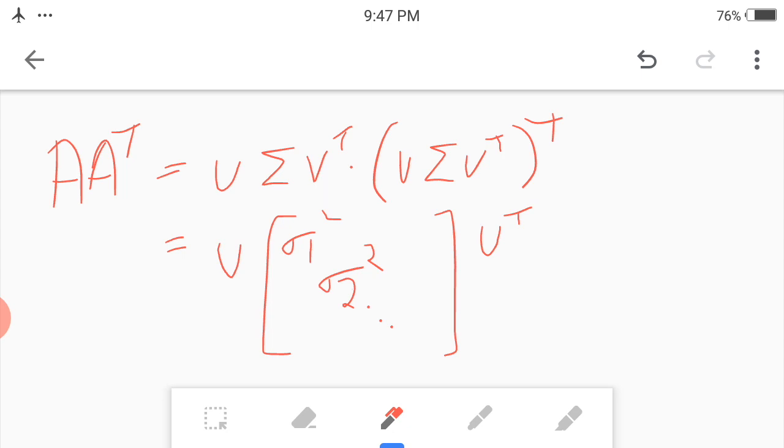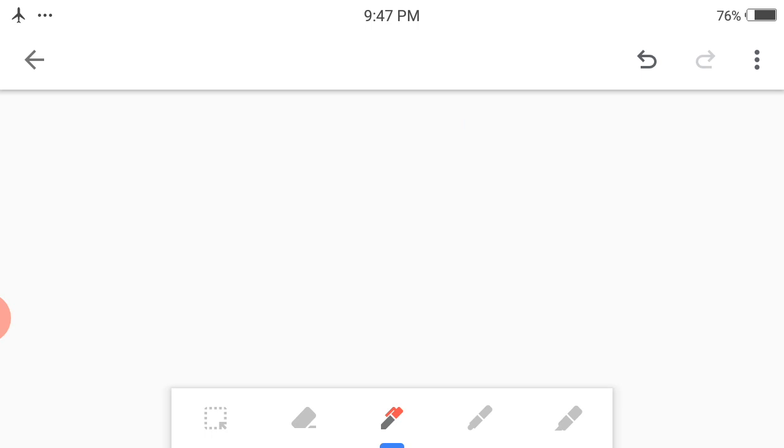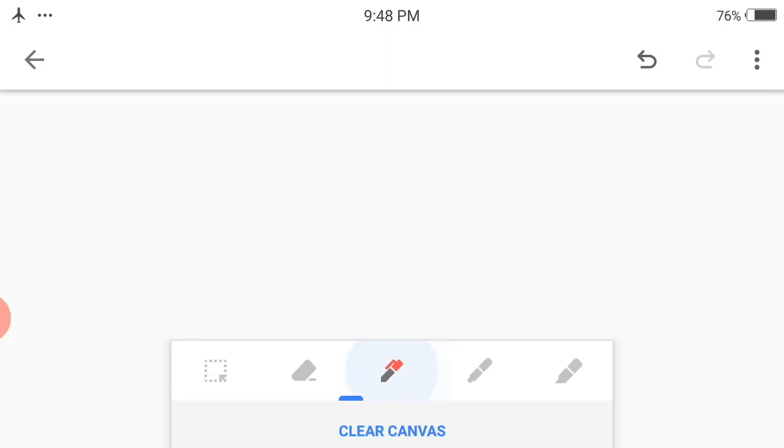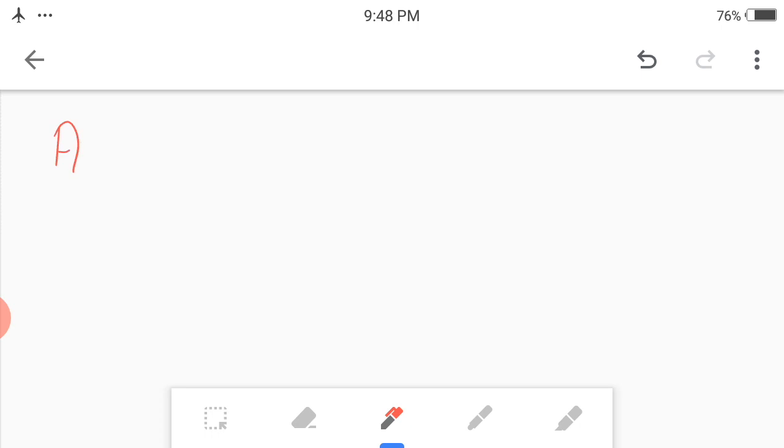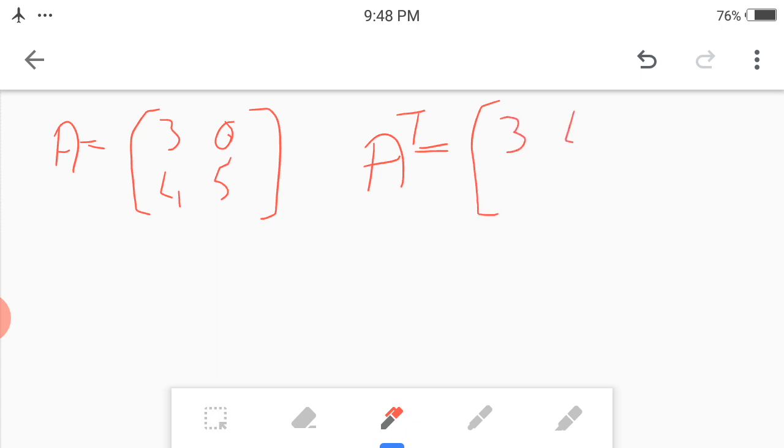Now let's take an example. Let's start with a simple 2 cross 2 matrix to understand how SVD works. Okay. Consider A is equal to, let me just clear the whole thing. Okay. Now let's start. A equals 3, 0, 4, 5. So what is your A transpose? Your A transpose becomes 3, 4, 0, 5. So let's compute A transpose A.